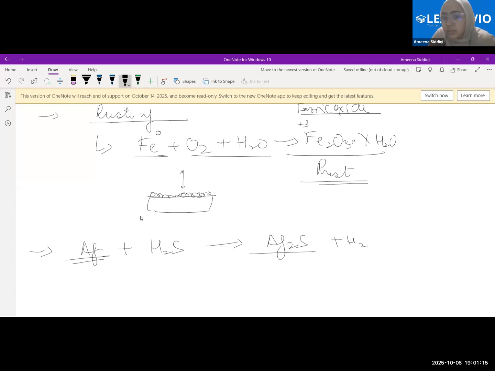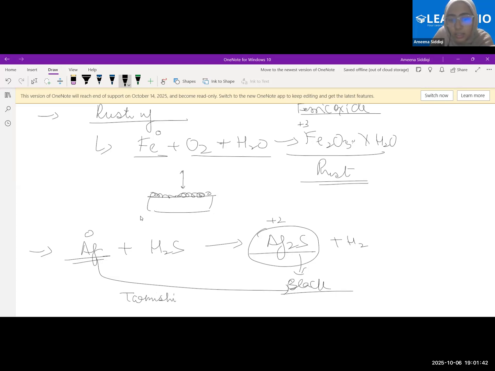This silver sulfide compound turns the silver to black color. Initially it was the silver color, now it has changed to black. Why has it changed? Here the oxidation number is 0, and here it is plus 2. So oxidation is taking place, and this we call tarnishing of silver.